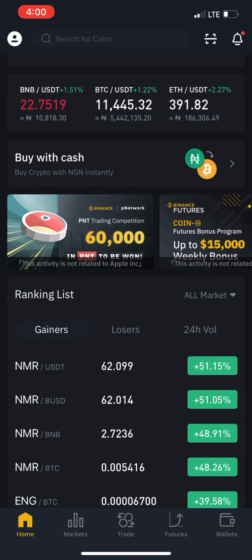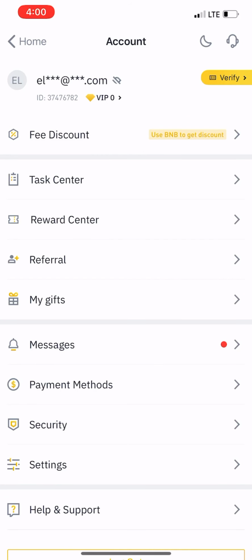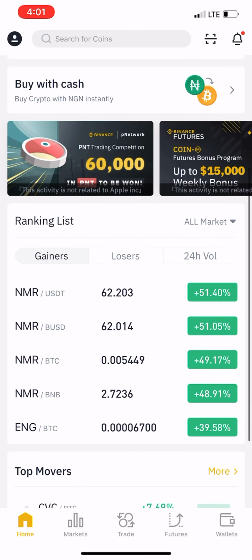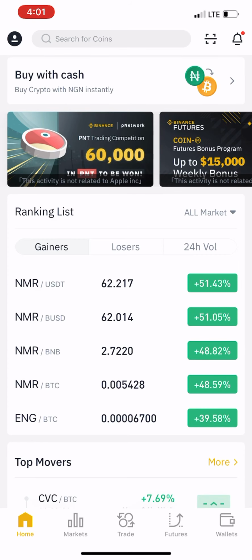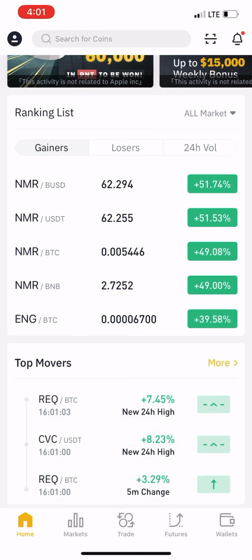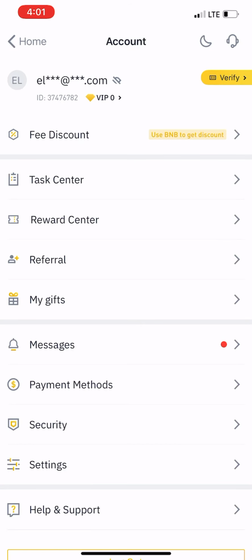Right now I want to show you something. Let's say your Binance application is on a white background. What you have to do is look at the top left corner of your screen, where you will see a symbol of a profile. Click on it. Once you click, you will see a symbol of a moon or sometimes a bulb. If you see the symbol of a bulb, that's where you can change your theme to dark mode.